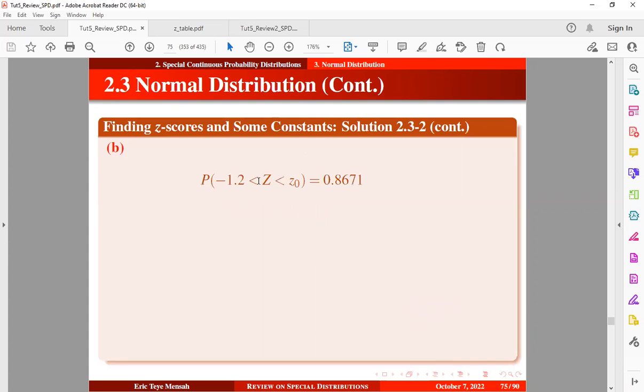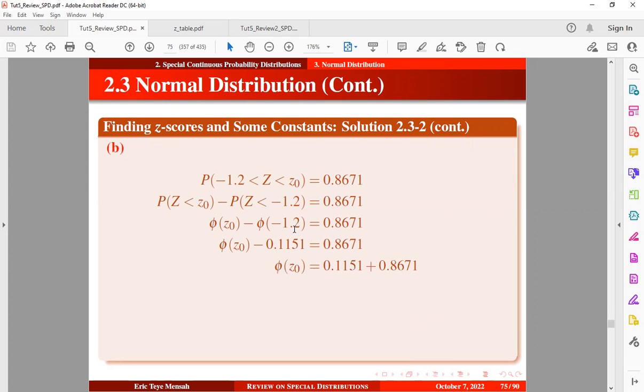We want to find the z-score to the right side. We can express this in this form, and this is similar to that. Once you read this from your standard normal table, you obtain this. Once you subtract, you obtain that. Once you add this, you obtain this. Now to get our z-score, take the inverse, and we know how to do this.